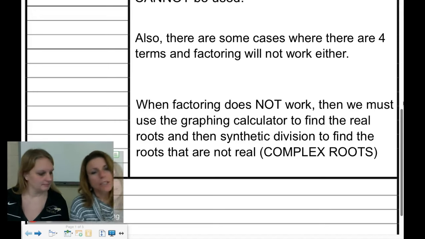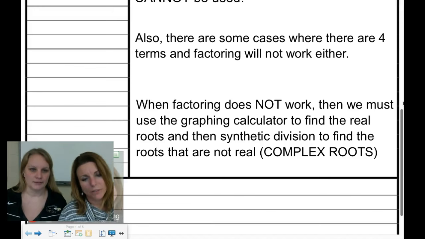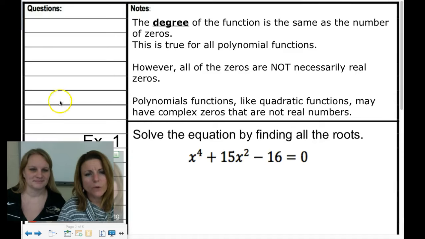Got it. A lot of this lesson is going to be done in class because of the graphing calculator. But let's see what we have going on the next page here. At least I'm trying to get to the next page. There we go. And let's go through what this says.